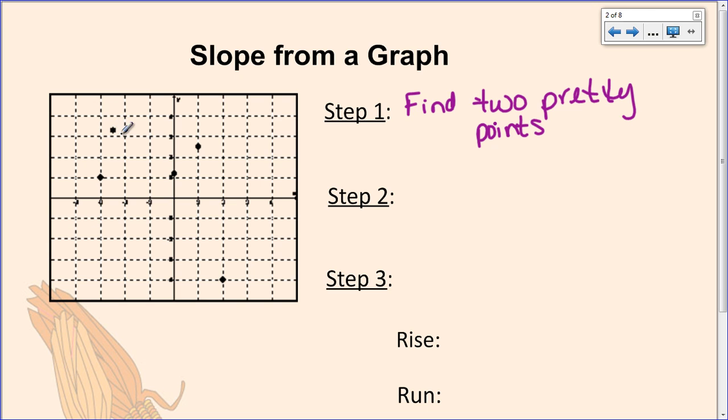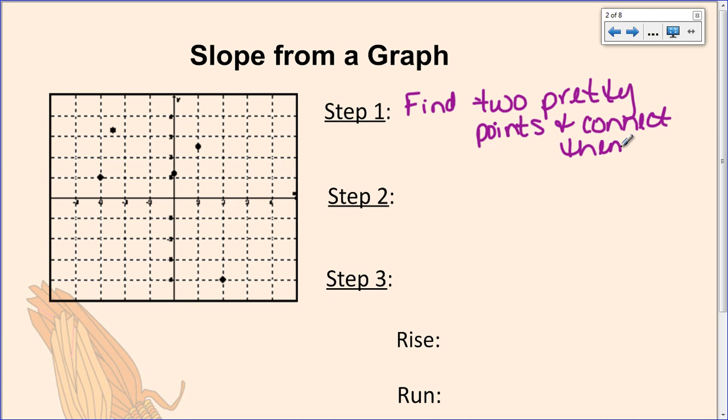You see it's in the middle of a little square, and we don't even know, we'd have to guess. This right here is also not where two grid lines meet. It's in the middle. And so is this one. We only have 2 pretty points here, this one and this one. And so step 2, find 2 pretty points and connect them if they're not already connected.